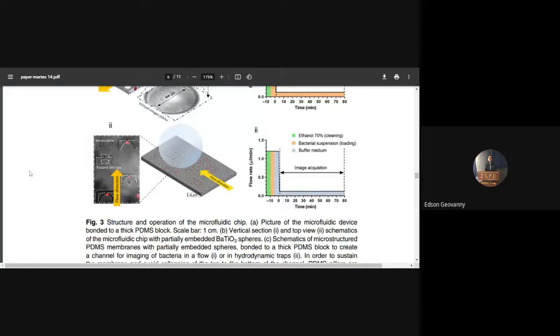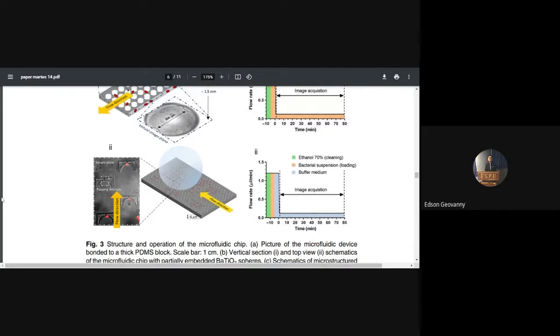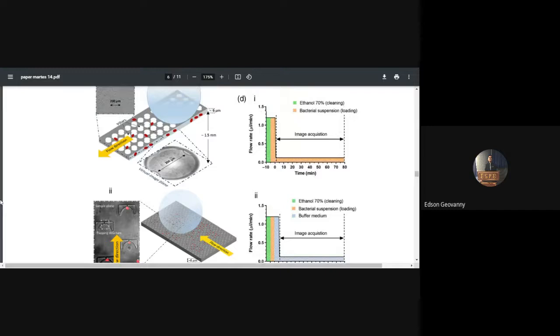Once a trap is filled, the flow through it is blocked, preventing additional bacteria from being trapped. And in part D, after cleaning, a suspension of bacteria was injected into the channel and into the microchannels. Buffer was injected to retain trapped bacteria.